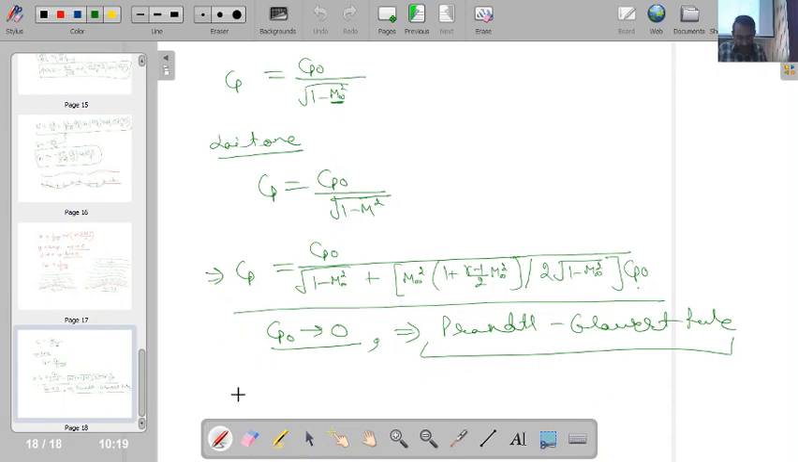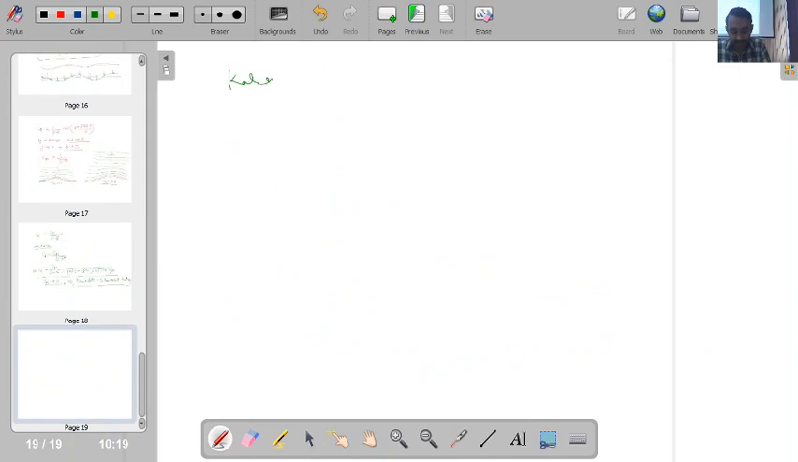One another rule was given by Karman and Tsien. So they have given a relationship for Cp in terms of Cp naught and 1 minus M infinity square. Their rule is more accurate because they have solved the non-linear perturbation equation using the hodograph method. So there is a hodograph method with the help of which we can even solve the non-linear perturbation equation. So Karman and Tsien have solved the non-linear equation using the hodograph method.